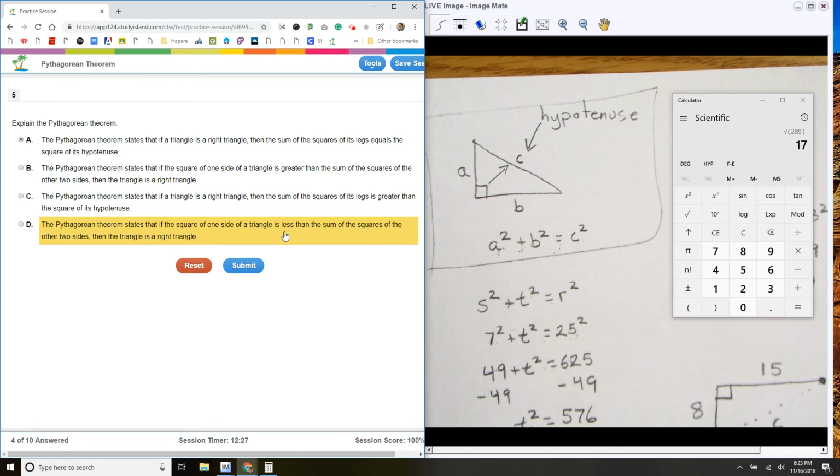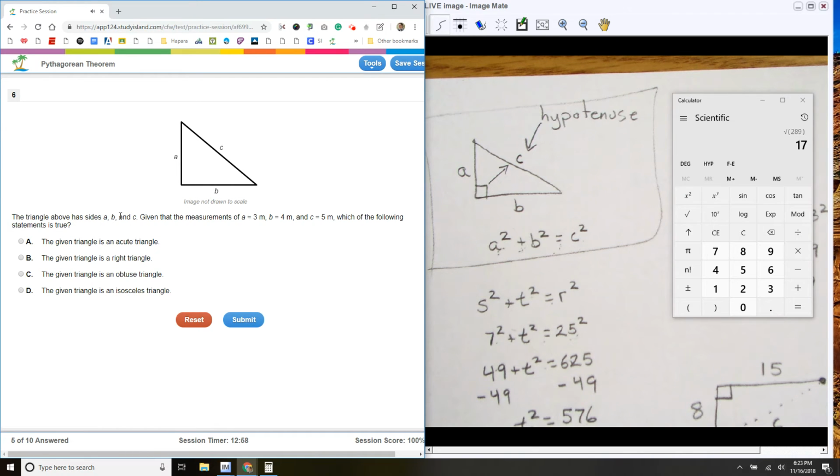Last one says the Pythagorean theorem states that if the square of one side of a triangle is less than the sum of the squares of the other two sides, then it's a right triangle. Again, that's wrong. We don't want the square of one side to be less than the sum of the squares of the other two sides. We want the square of one side to be equal to the sum of the squares of the other two sides. So again, A was our answer.